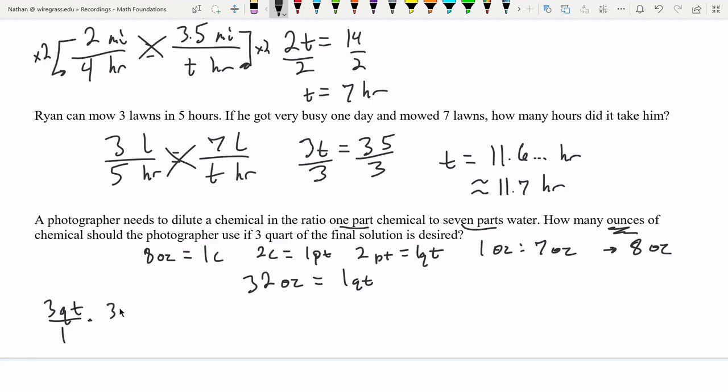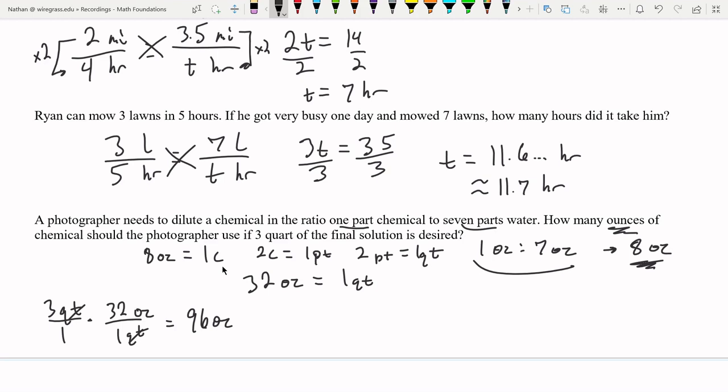So if 3 quarts are desired, we're going to have 3 quarts times 32 ounces per 1 quart, and we get 96 ounces. That's how many ounces we want of the final desired solution. And as you can see, we get 8 ounces when we do a single mixture of this ratio. Of course, you can just go from quarts to pints, pints to cups, and then cups to ounces. You can do that in each step if that makes more sense to you. But I just wanted to do it all in one go.